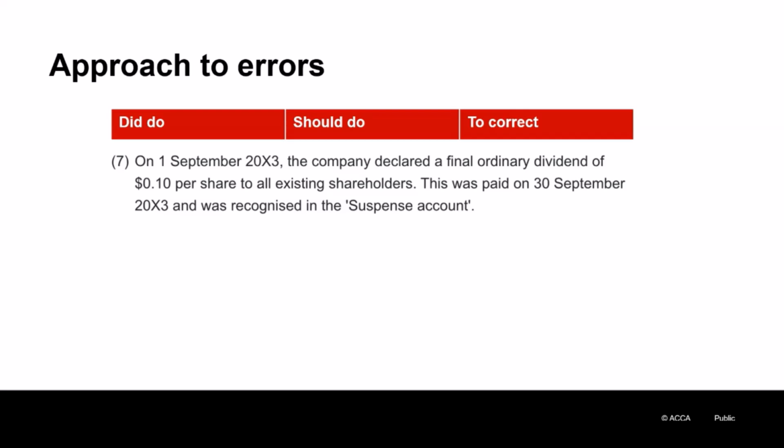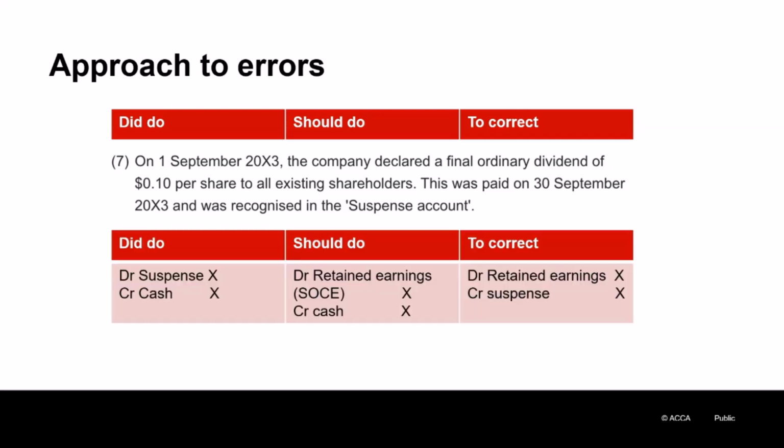Now, in this particular question, there was an ordinary dividend declared, and this was paid on 30th September and was recognized in the suspense account. So what happened was that we had a debit to the suspense account and a credit to cash. This is what we did. Now, what we should have done was debit retained earnings and credit cash.